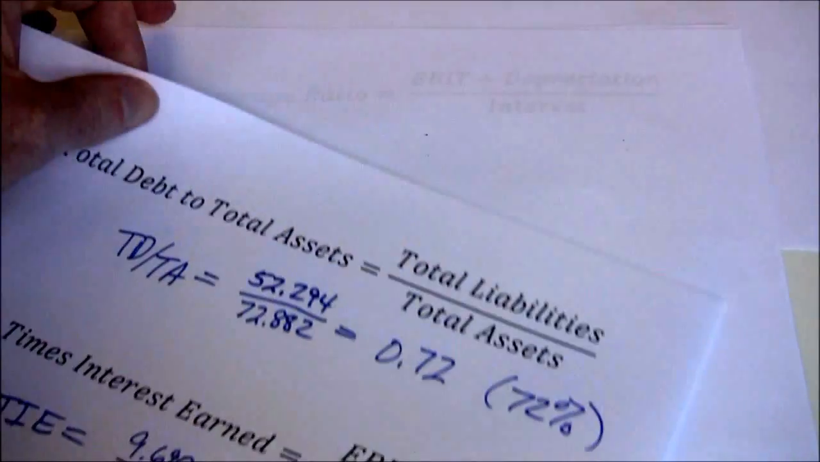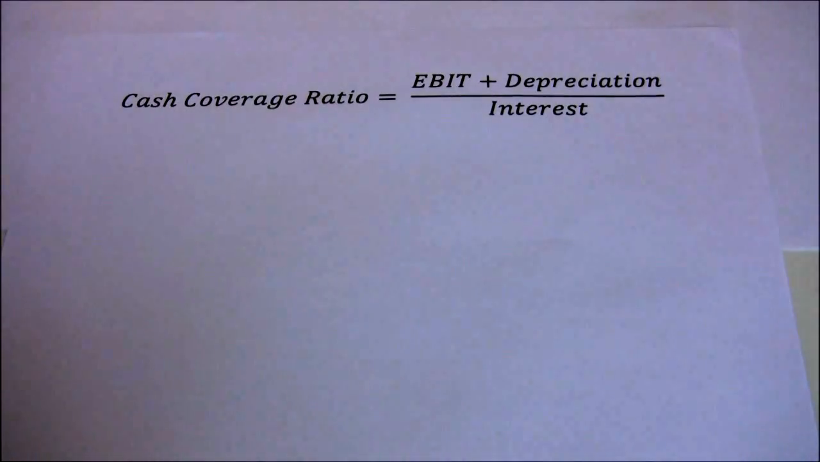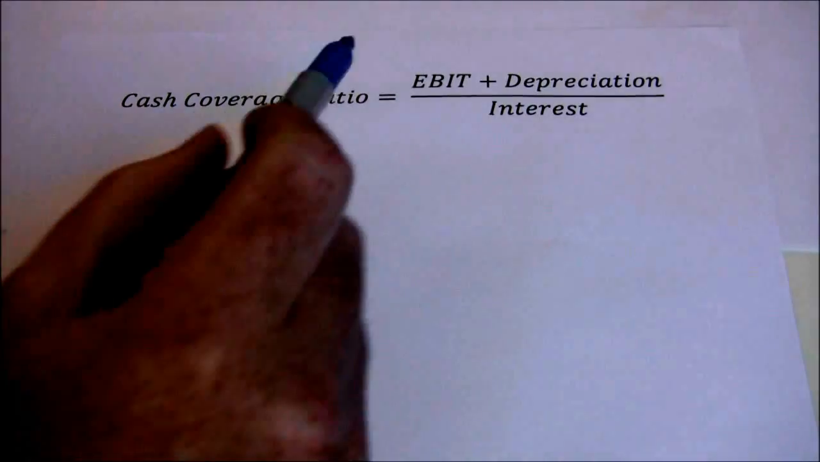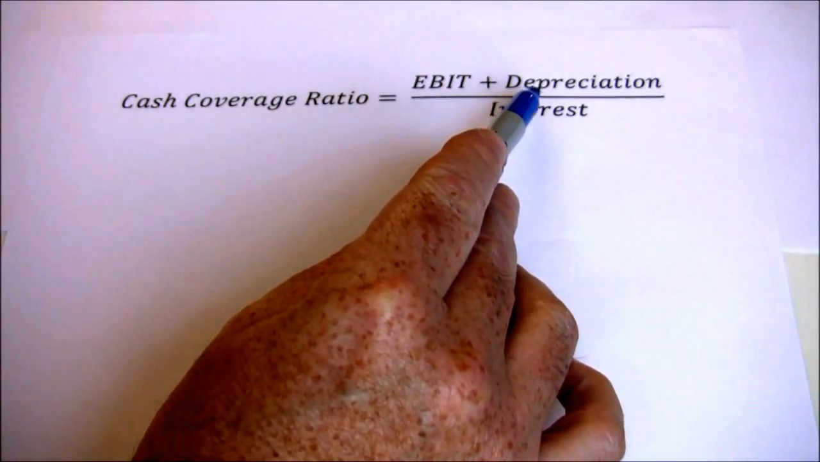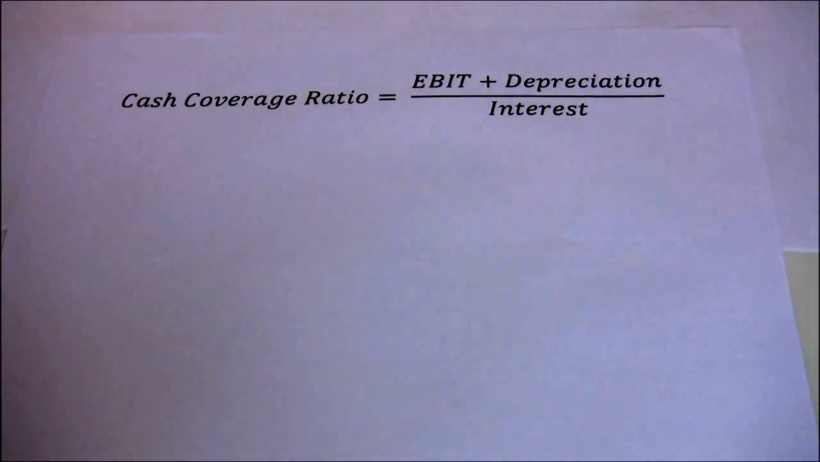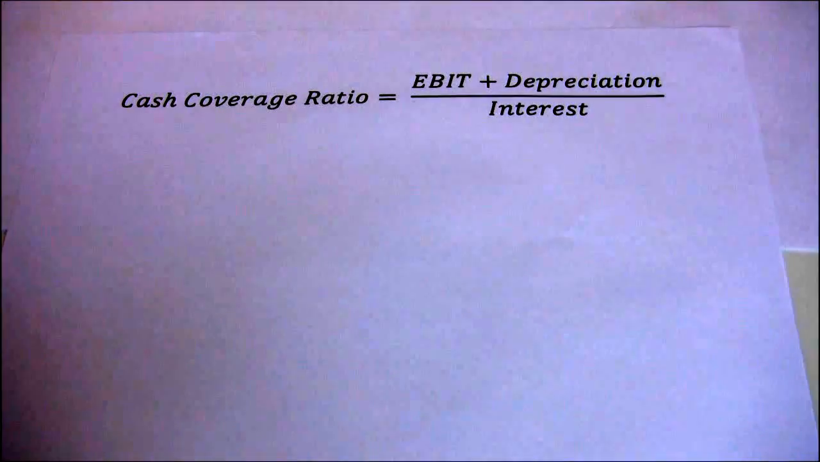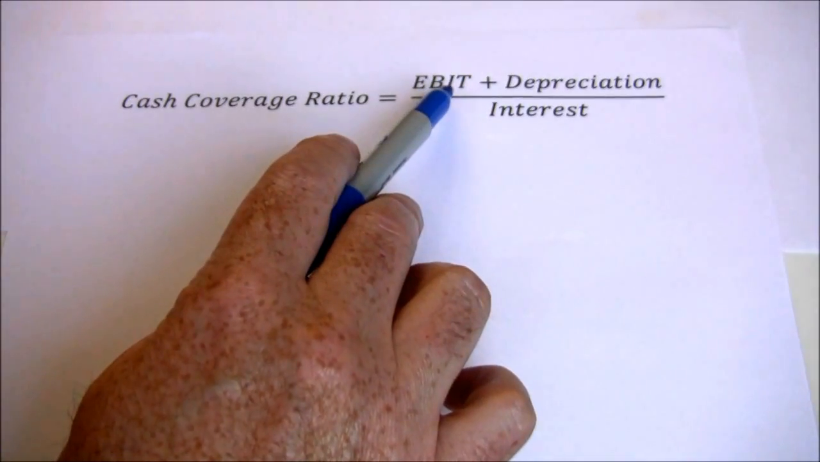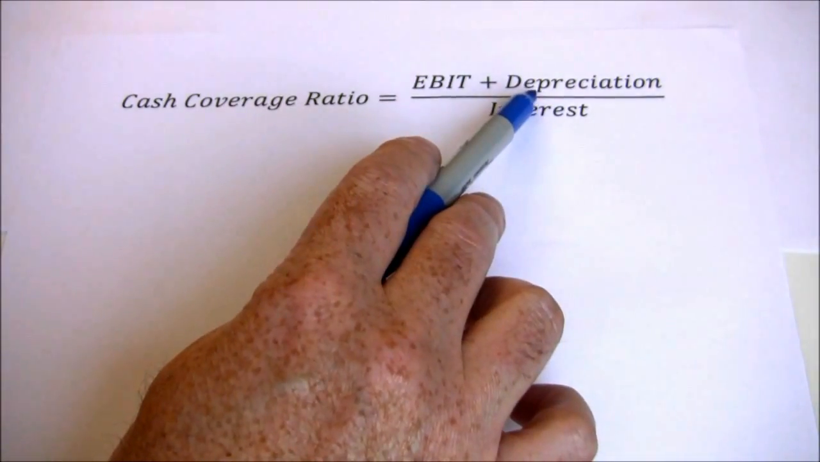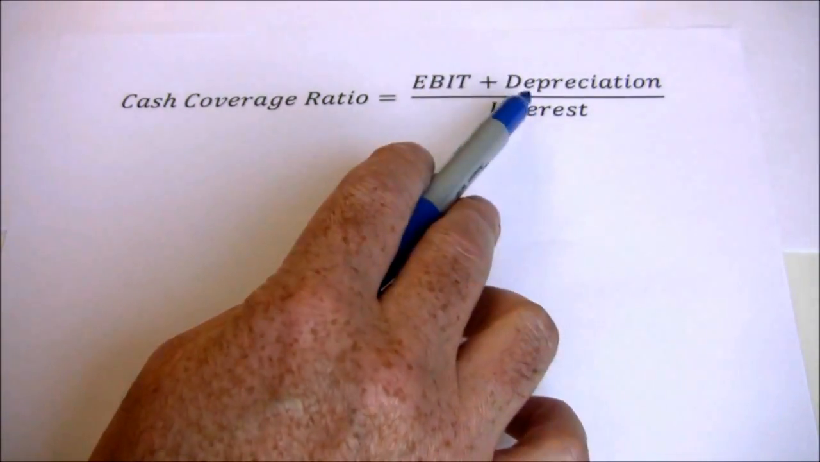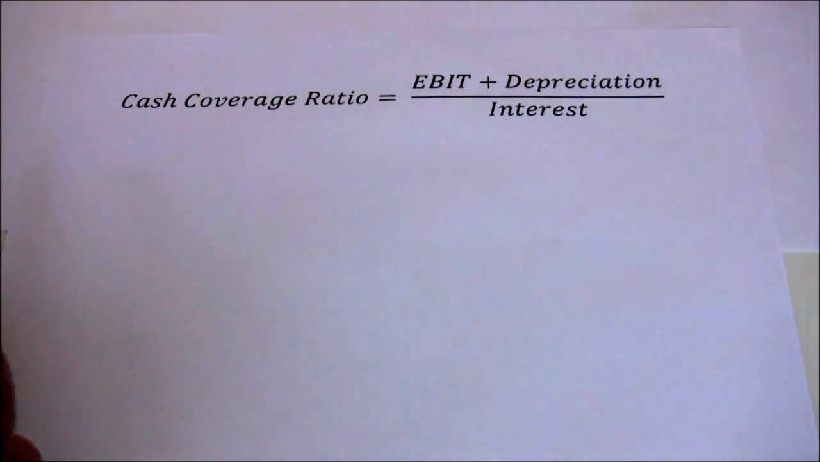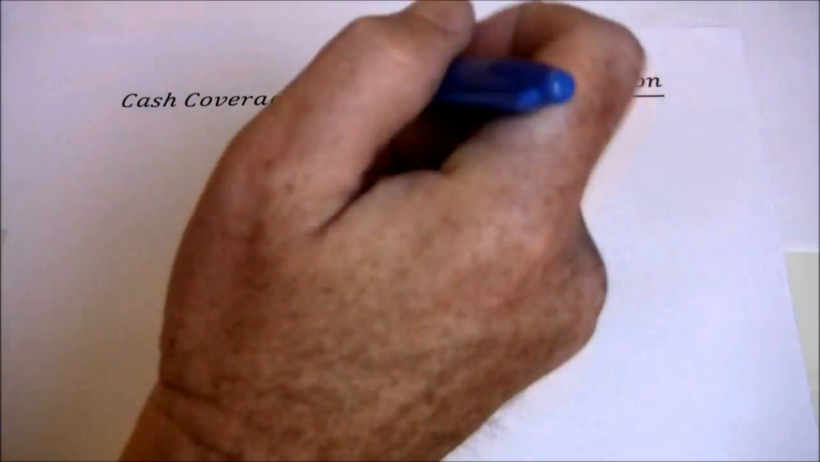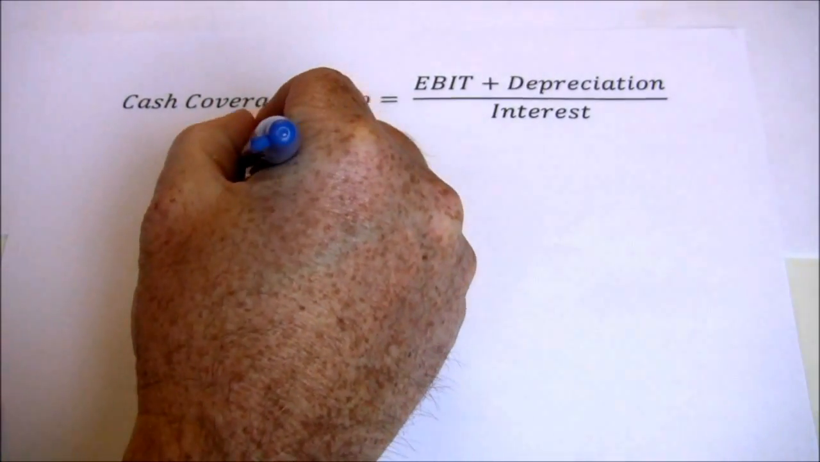The last ratio we're going to cover in this video is the cash coverage ratio, which is very similar to the times interest earned, but now we're taking EBIT and adding back in depreciation. The idea here is we're not really paying anything for depreciation. It's not a cash expense, it's an accounting expense, and therefore our EBIT plus any depreciation, which lowered our EBIT, is actually available to pay interest. So this is a more finance-based look at, can we meet our interest obligations? So let's calculate the cash coverage ratio.